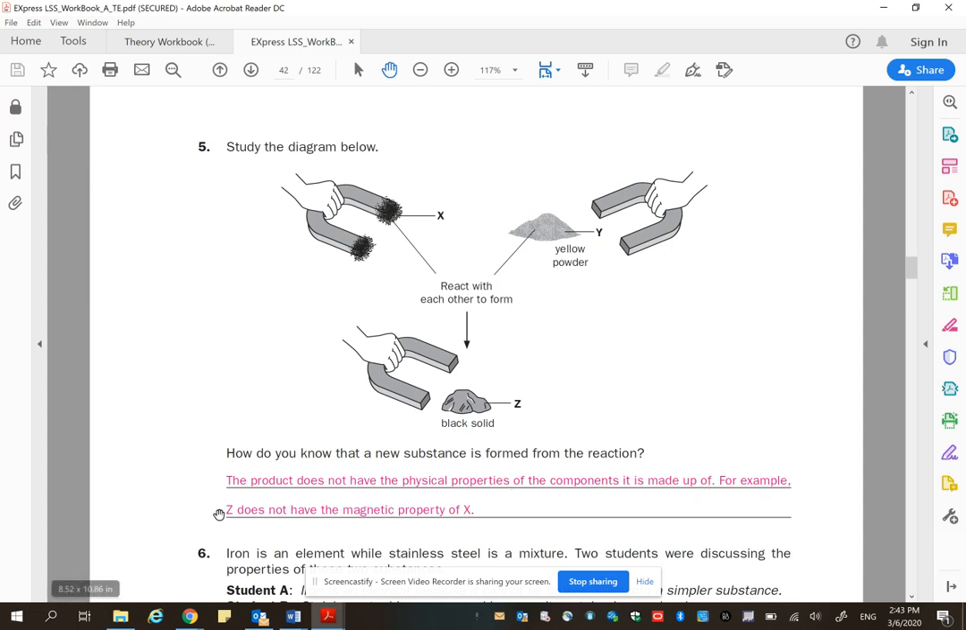For example, Z cannot be attracted by the magnet anymore. Okay, Z cannot be attracted anymore. It is not attracted, so it has a new property of its own. So Z is actually a compound, something very new from the iron. It doesn't follow the iron.